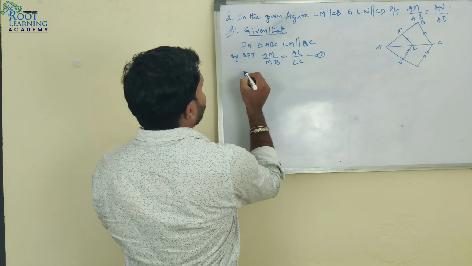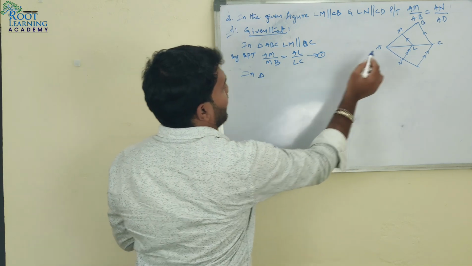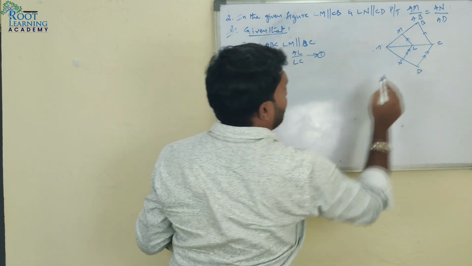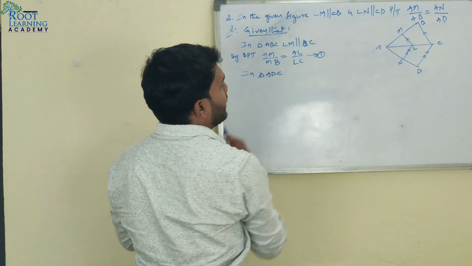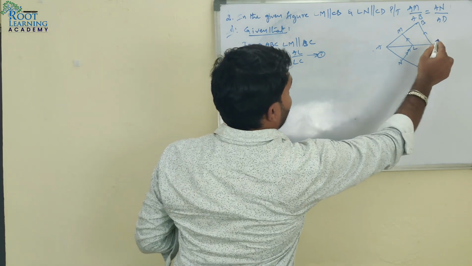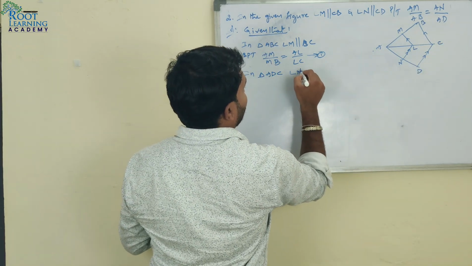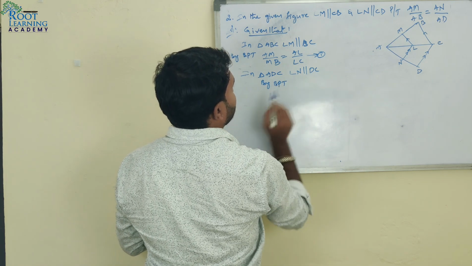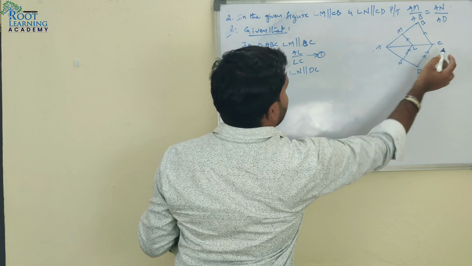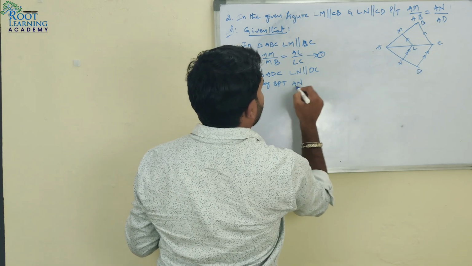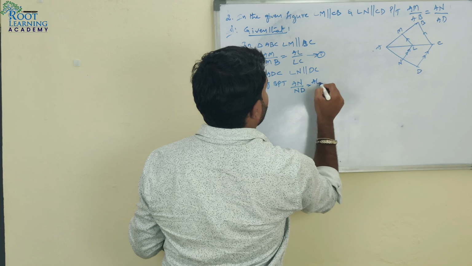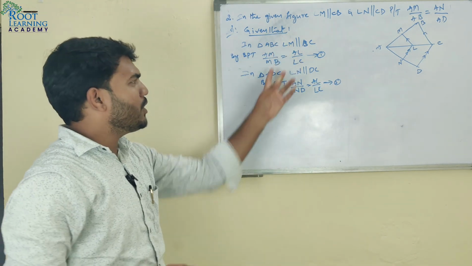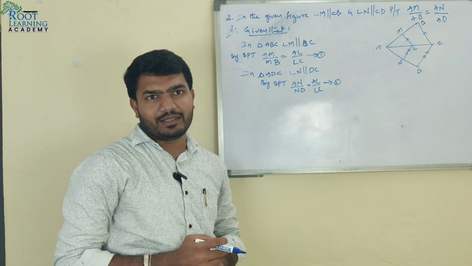Next here, in triangle ADC, LN is parallel to DC. So again, by BPT, what will we get? AL by LC is equal to AN by ND, or else we can also write AN by ND is equal to AL by LC. Take it as equation number 2. Right? So both the values we got by using the basic proportionality theorem.